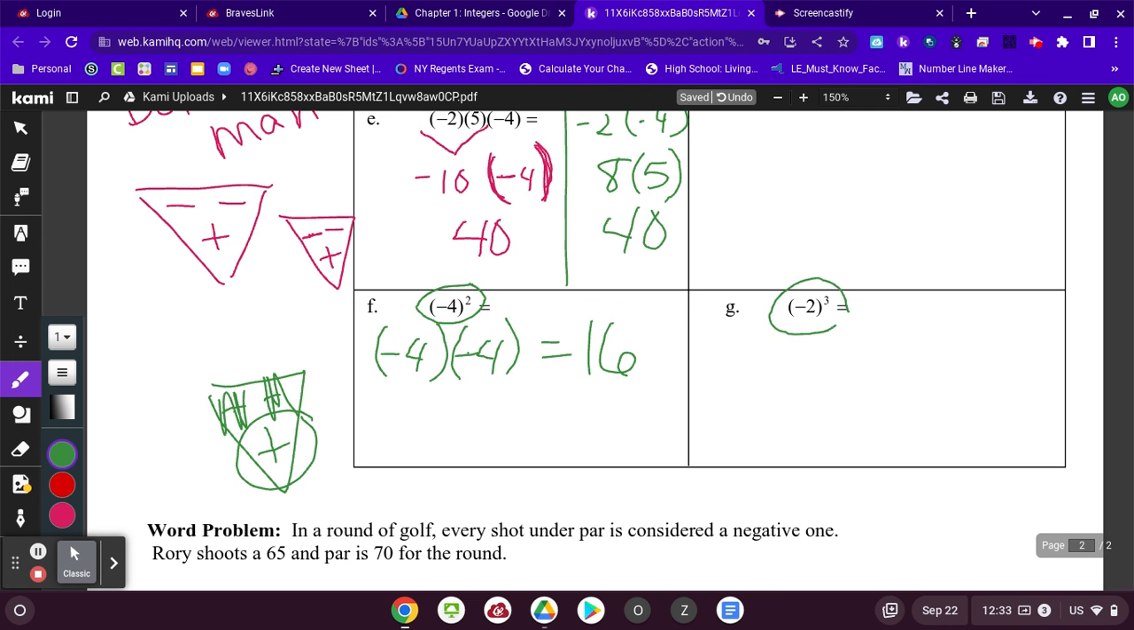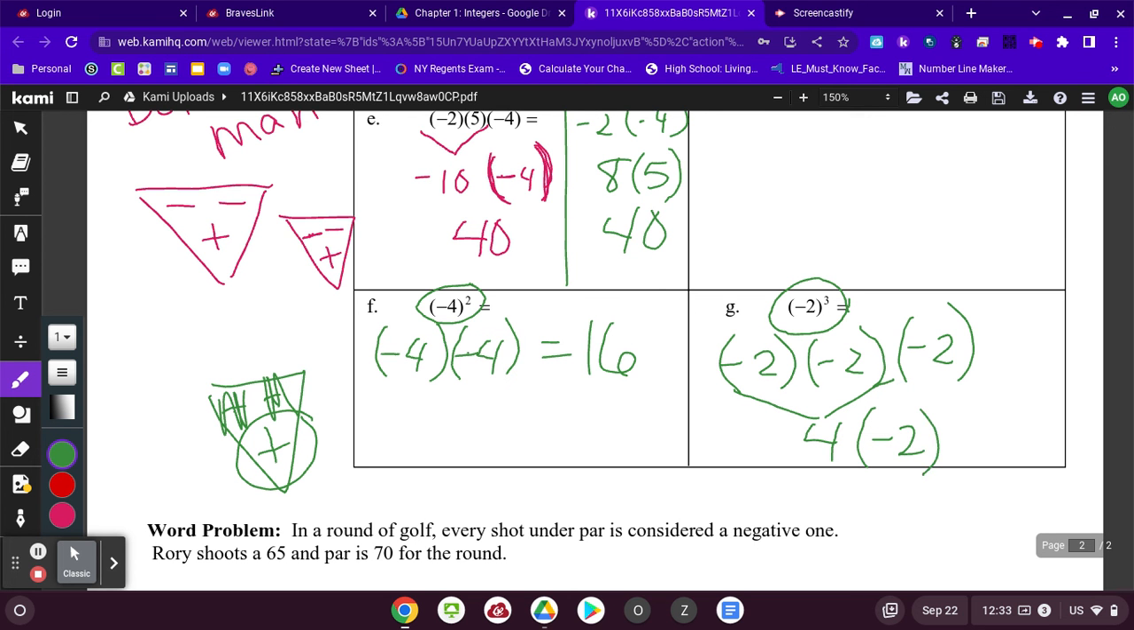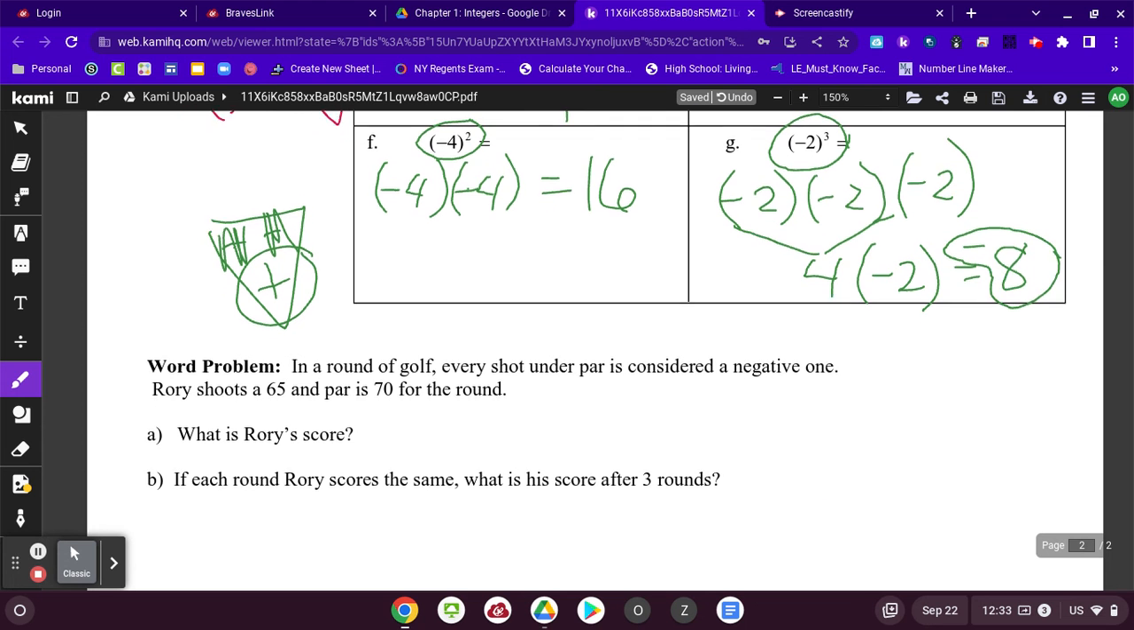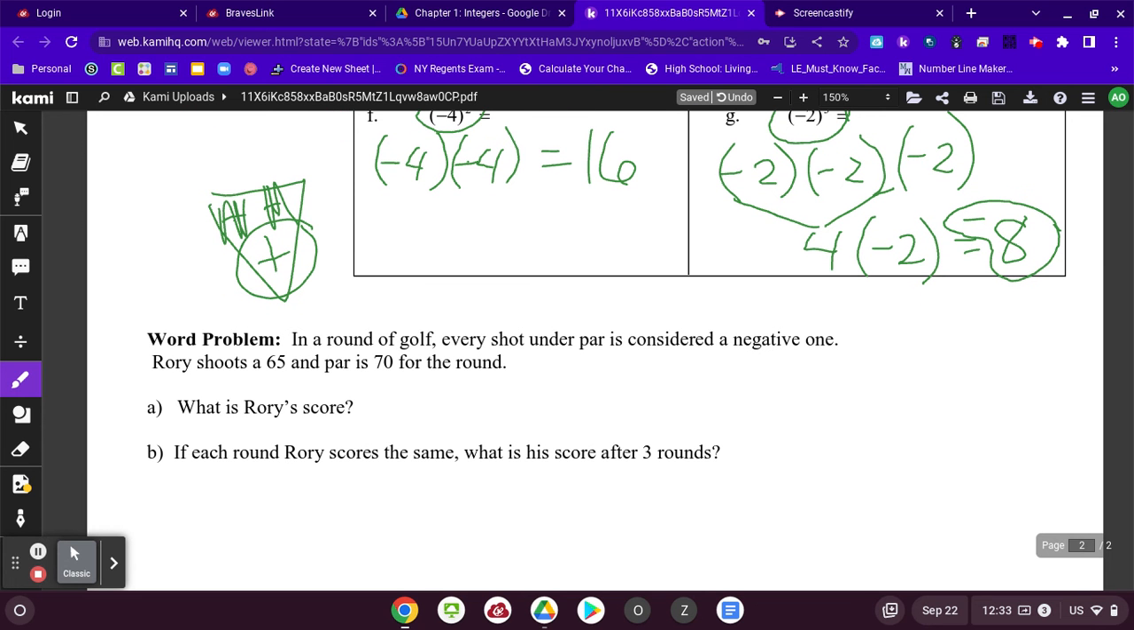Here's -2 to the third power. Another way to say that is -2 cubed. That means I take my base and multiply it 3 times. Same base, 3 times. -2 times -2 is +4, and +4 times -2 is -8. And it gets tricky with an equal sign and a negative, so make sure you're really neat. I've been finding that my students write kind of messy, and it's hard for me to tell what their numbers are.